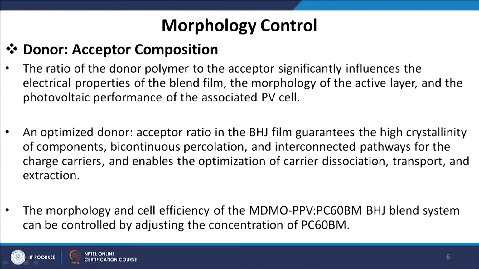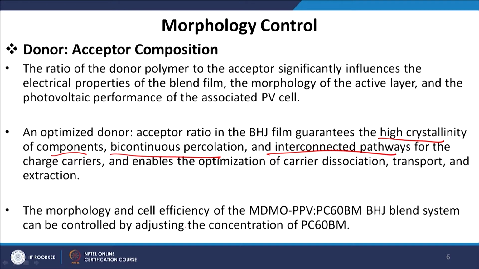An optimized donor acceptor ratio in the BHJ film guarantees high crystallinity of components, bicontinuous percolation and interconnected pathways. These are very important terminologies. So, basically a good morphology implies high crystallinity of the components, bicontinuous percolation and interconnected pathways for the charge carriers, and enables the optimization of carrier dissociation, transport and extraction.